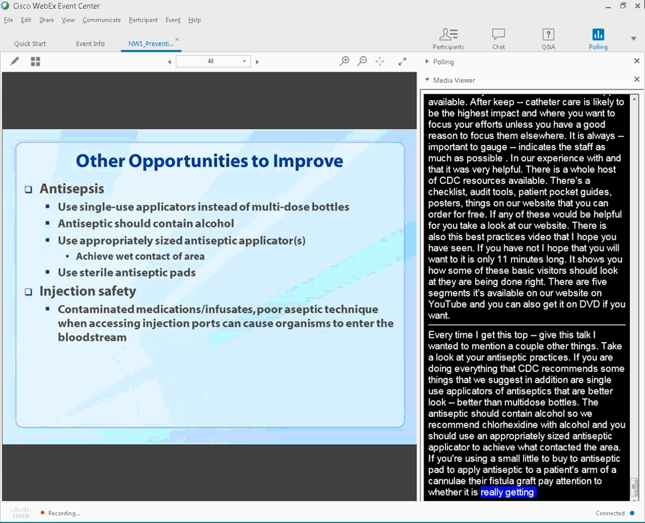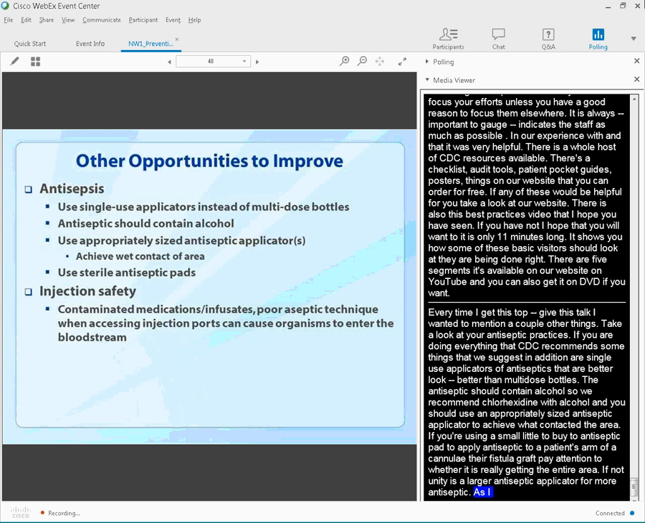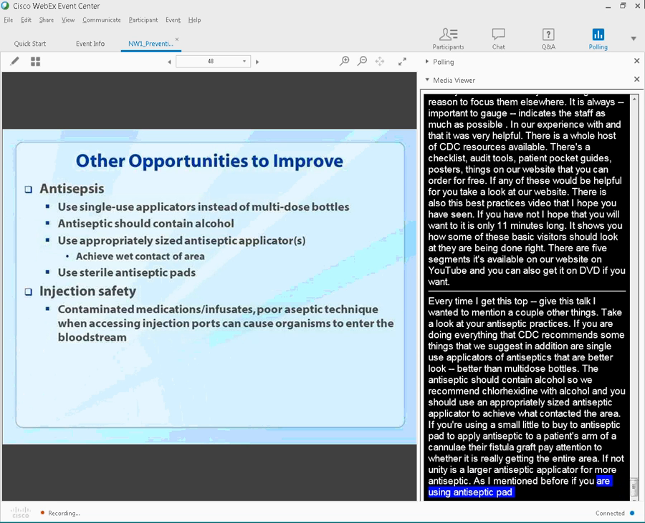And then again, as I mentioned before, if you're using antiseptic pads, take a look and make sure that those are sterile pads and not non-sterile. Injection safety is the next thing we're going to talk about really quickly.